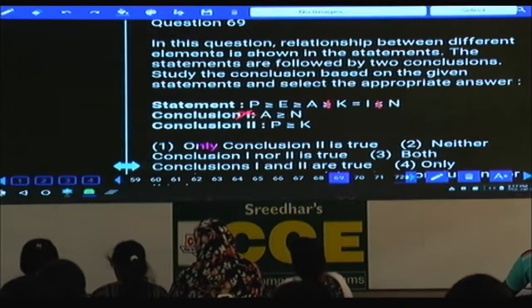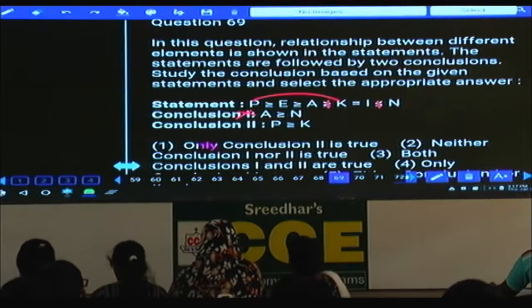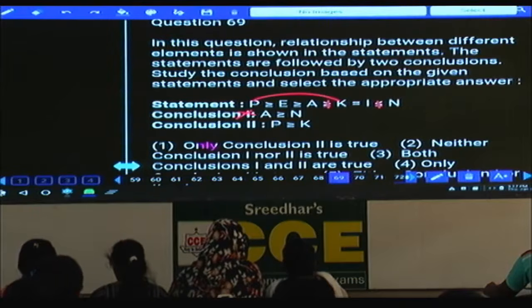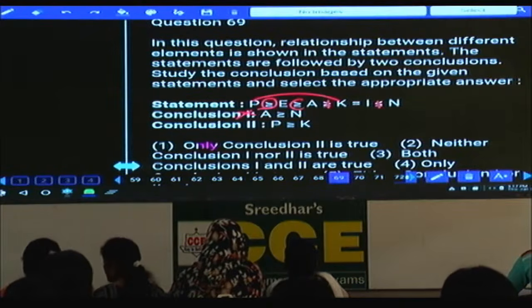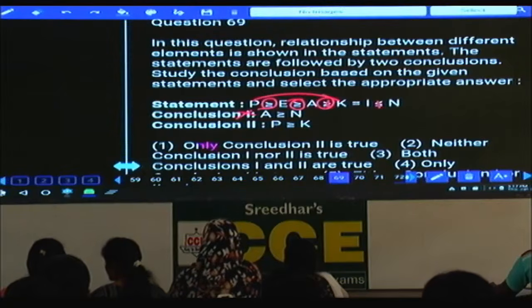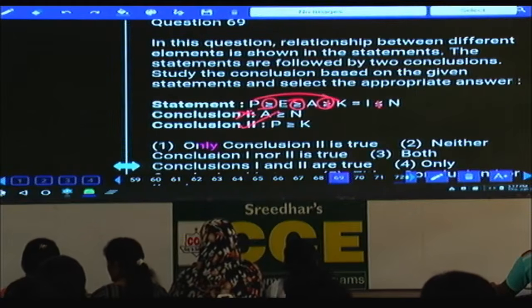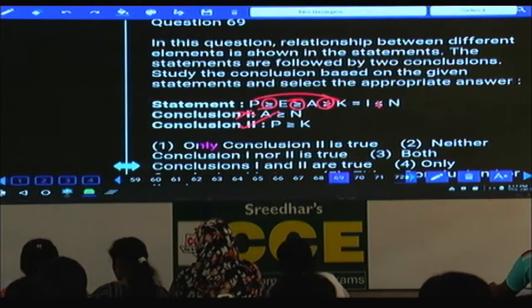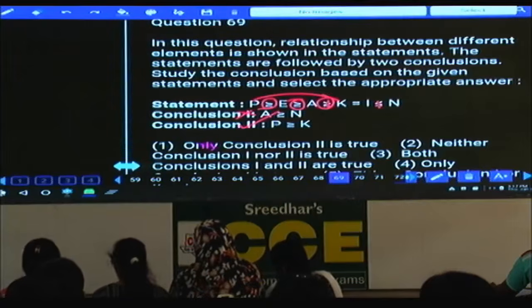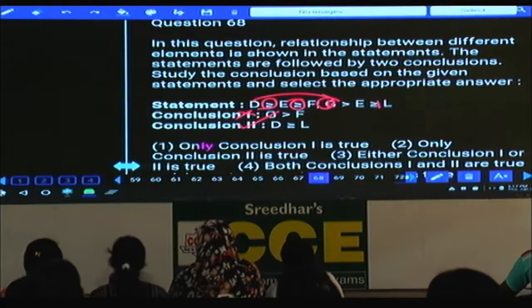Coming to the second, P and K. Between P and K, how many symbols do we have? 3 symbols. Which symbol is common? Greater than or equals to is common. Hence P greater than or equals to K is definitely true. Hence what is your answer here? Now this is 69.